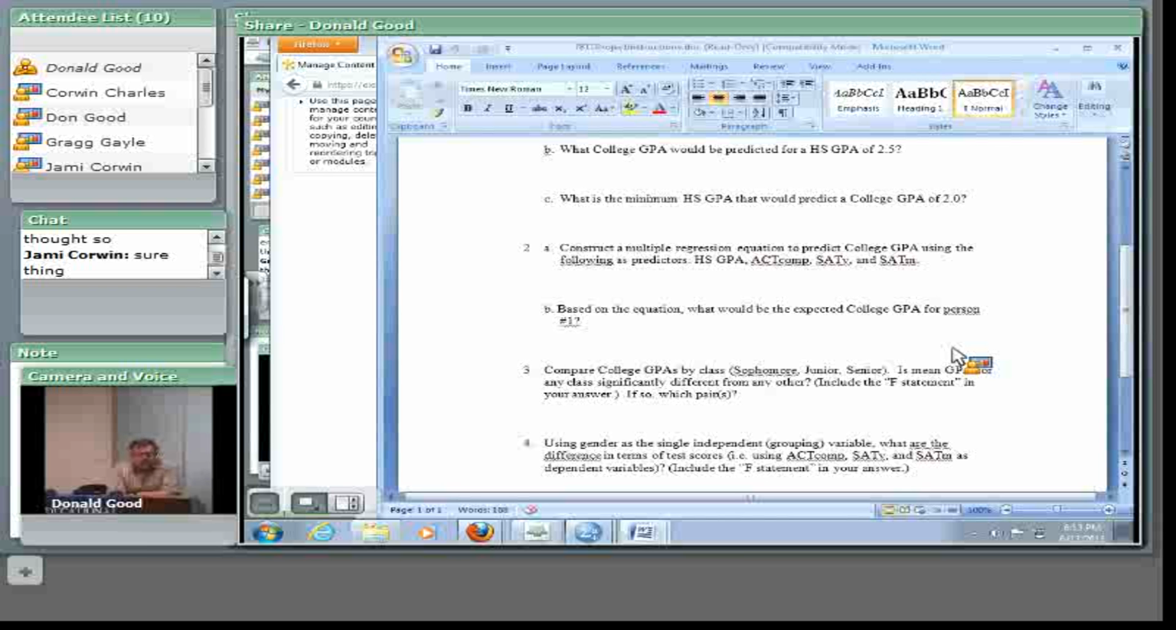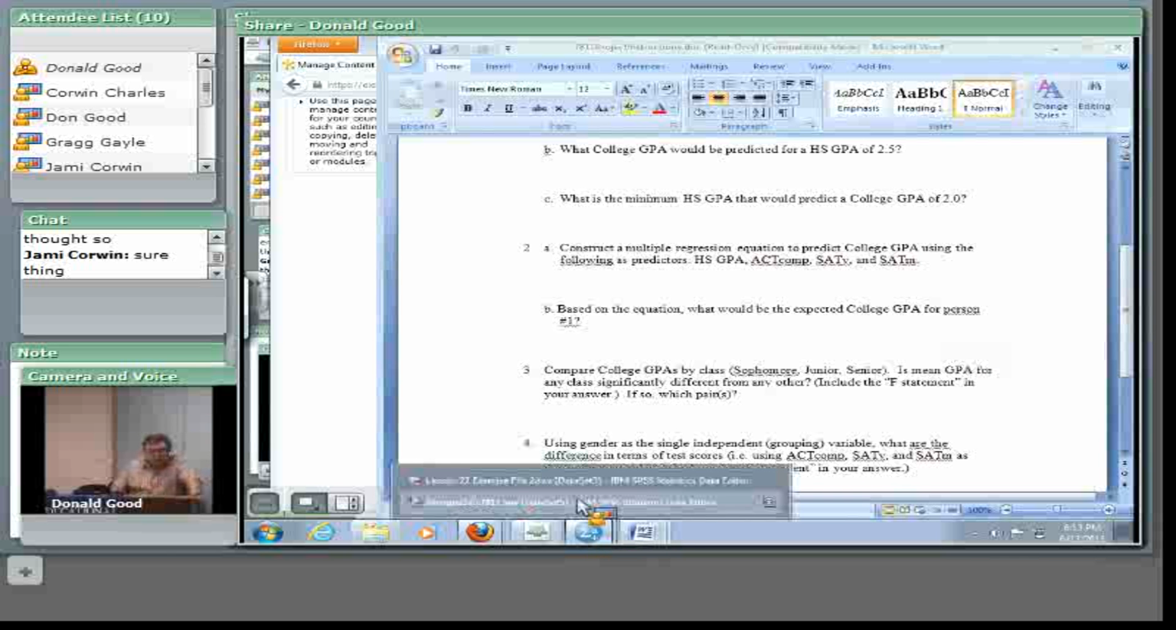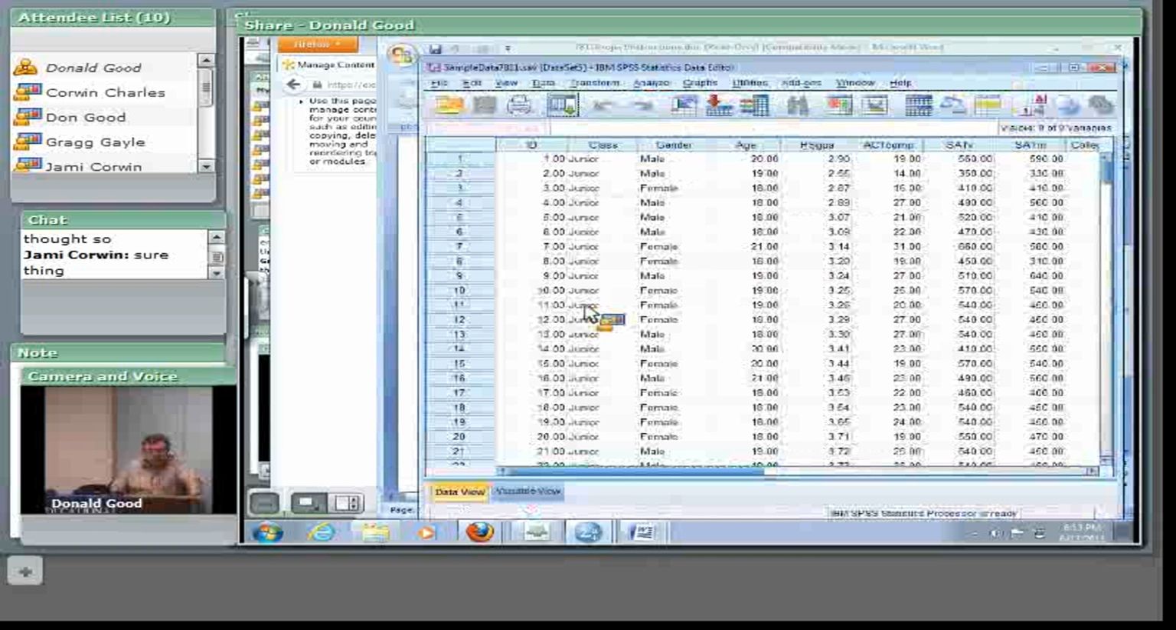2B asks what you would expect the college GPA to be for person number 1. Now person number 1, I'm talking about person number 1 on this very first line here. This person number 1 who has this age, has this high school GPA, this ACT composite score, this SAT verbal score, and so forth. So I want to know what you expect his college GPA to be.